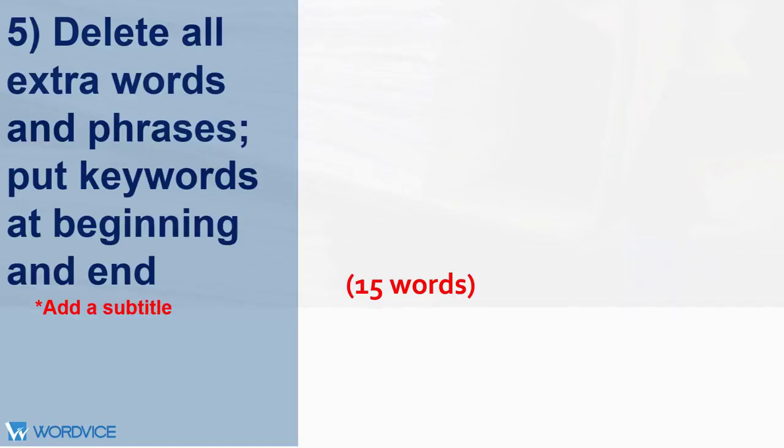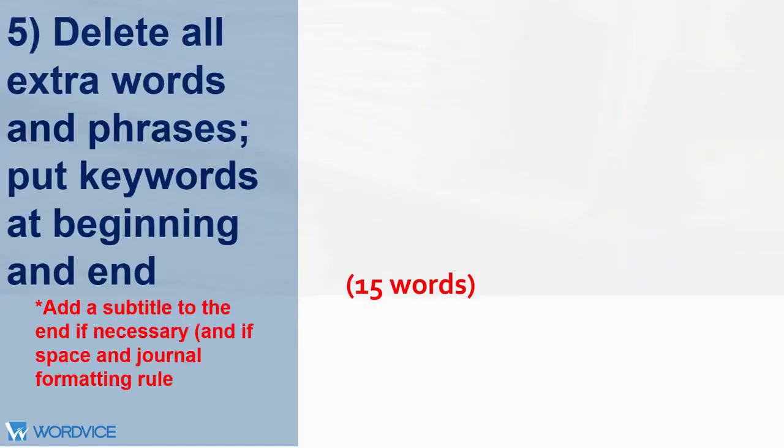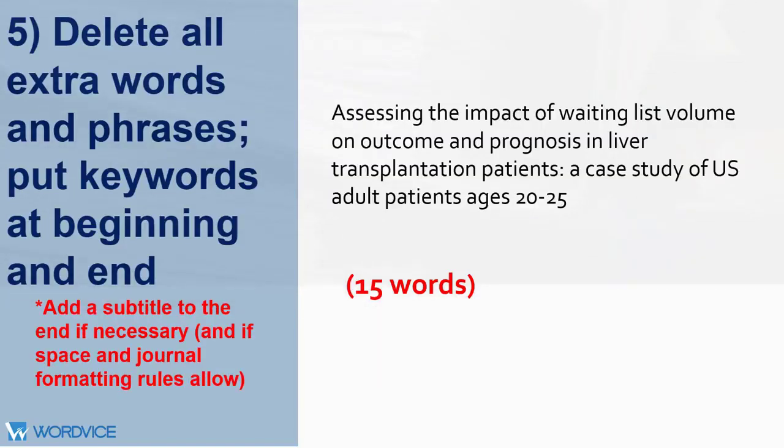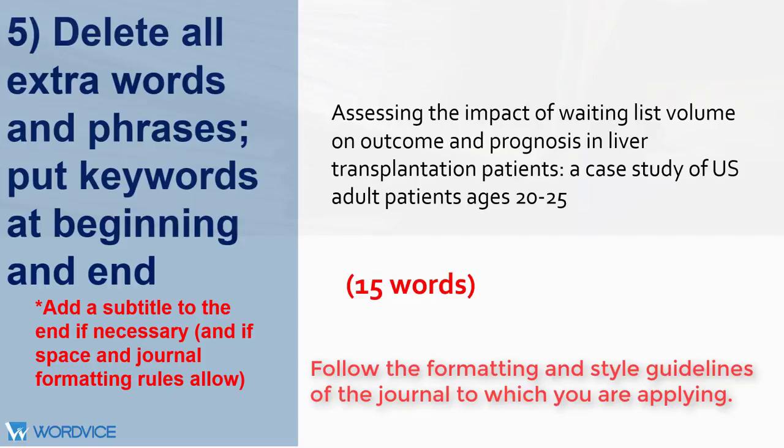And if you want to add a subtitle to give more detail about methodology, you can do this by putting this information after a colon. A case study of US adult patients ages 20 to 25. If we abide strictly by our word count rule, this may be unnecessary, but every journal has its own standard formatting and style guidelines for titles, so it's a good idea to be aware of these both while writing your title and writing the study itself.